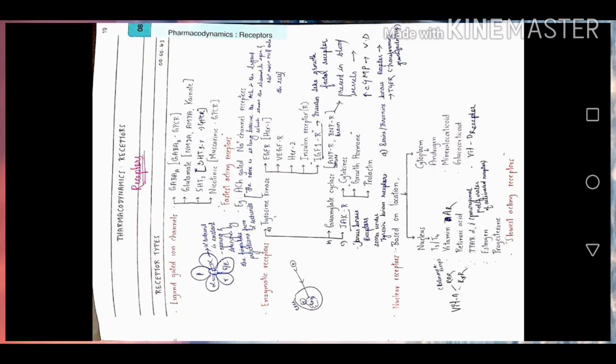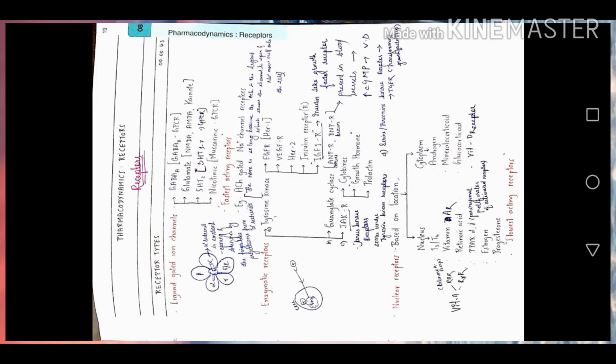Now the second one is the enzymatic receptor. Enzymatic receptors means here the enzyme is present inside the cell. To the enzyme, a receptor is linked. When a ligand binds to the receptor, then the receptor will stimulate the enzyme and the following will take place. That is, it will either inhibit a reaction or it will proliferate a reaction. So the enzyme receptors are tyrosine kinase receptors, guanylate cyclase receptor, JAK receptor, and the serine threonine kinase receptors.